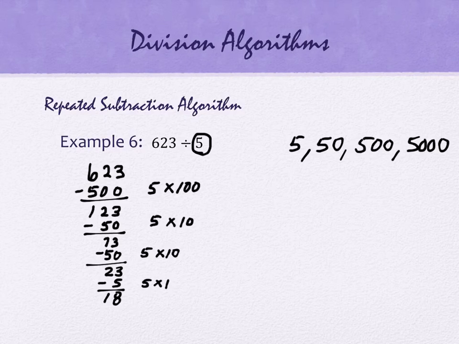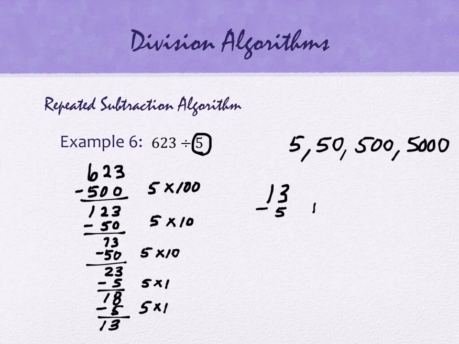Can I subtract another 5? Yes, I can. 18 minus 5 is 13. And again, 5 was 5 times 1. I'm running out of space, so I'm just going to continue over here. I have a 13. What am I going to subtract next? 5. Again, that's 5 times 1. So what's 13 minus 5? 8. Can I subtract another 5? Yes, I can. Again, that's 5 times 1. 8 minus 5 would be 3.